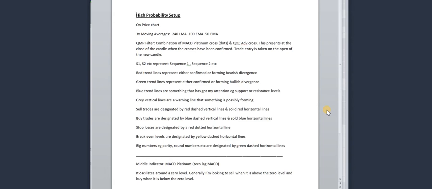It just explains what the different indicators are, what the different colors mean, and a couple of acronyms like S1, S2, sequence 1, sequence 2, etc. I appreciate that English is not everyone's first language, or you may not understand my Australian accent. You can slow down the video or pause it anytime, and just read my notes on the charts. I put plenty of notes on there, but this explains everything.